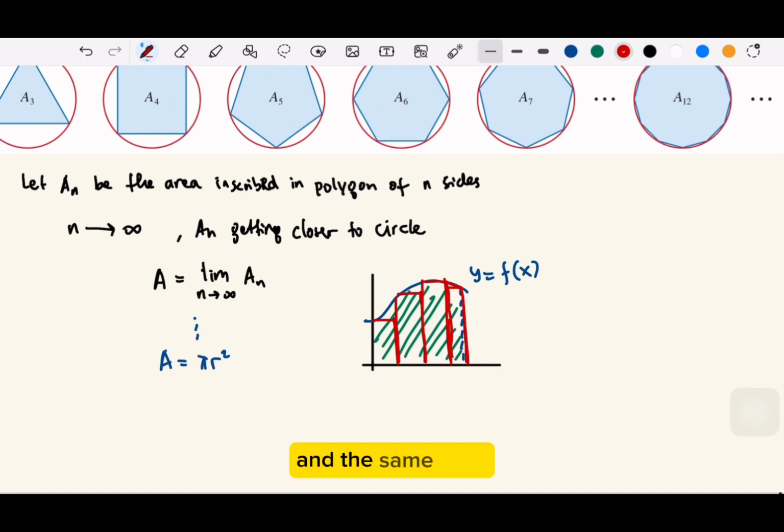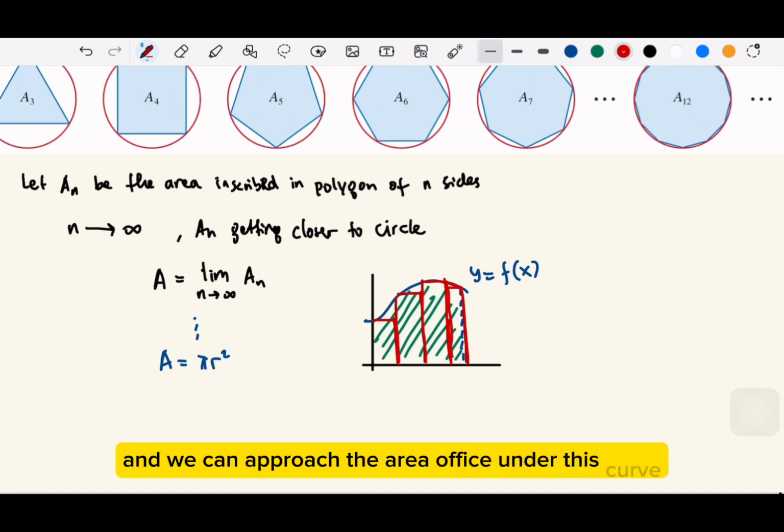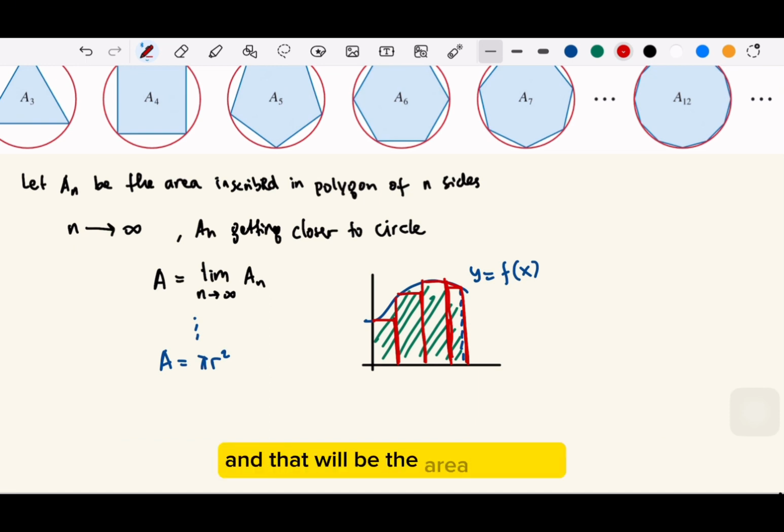And the same logic, we take that as our n, how many rectangles we have, and take that using something called limit. I haven't yet described what a limit is, but it's a tool for getting close to something. And we take that and we can approach the area under this curve. And that will be the area problem. Just an intro.